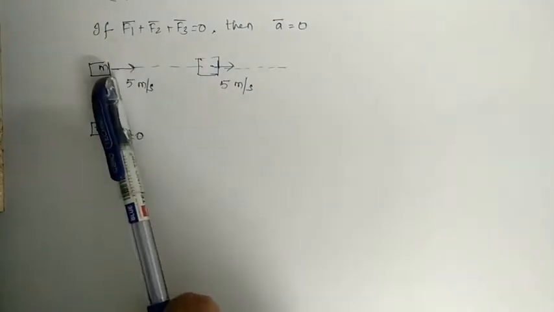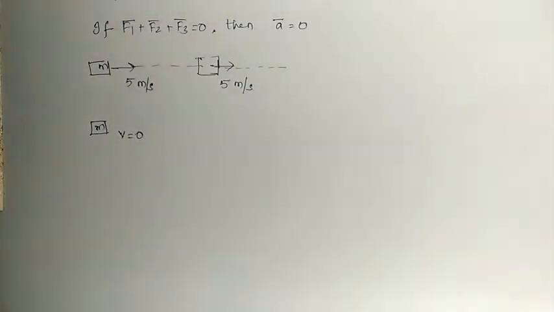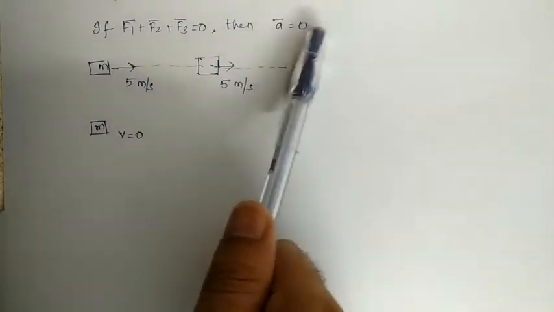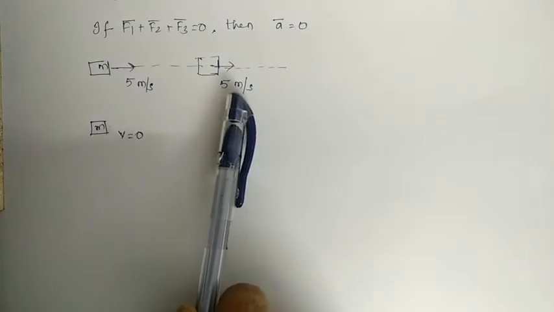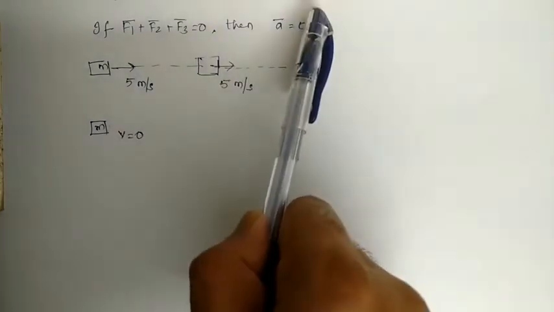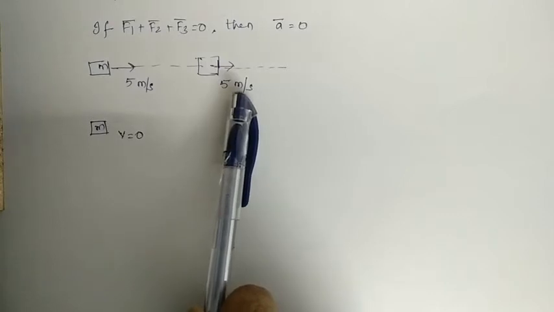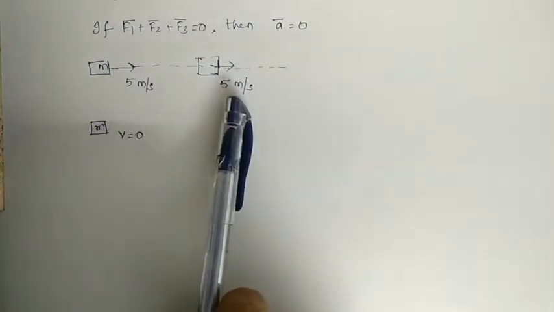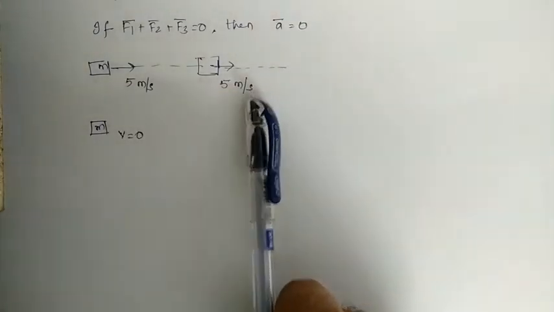So if a body initially has a certain velocity, it will continue to move with the same velocity when the net force acting is 0, because acceleration is 0. Acceleration, we define it as the rate of change of velocity. Since acceleration is 0, there is no change in velocity. Okay, so we'll have acceleration only when there is some change in velocity. So since there is no acceleration, there will be no change in velocity.